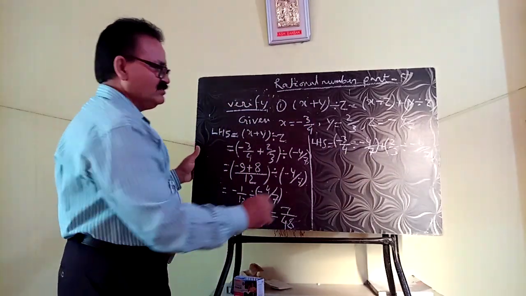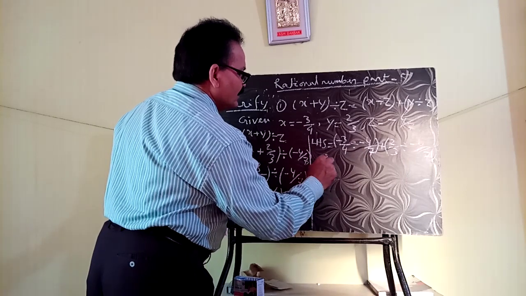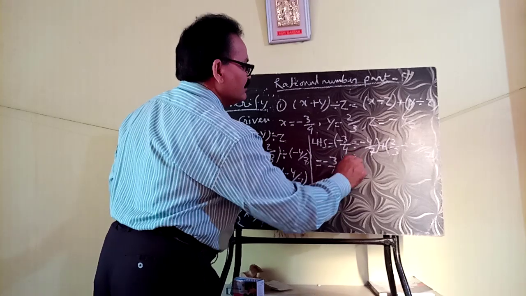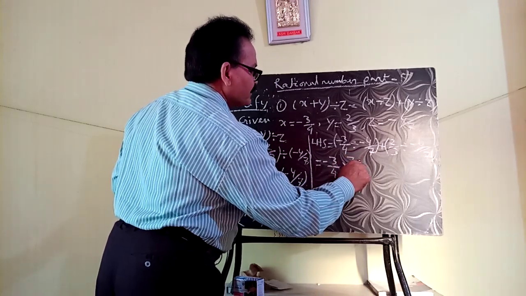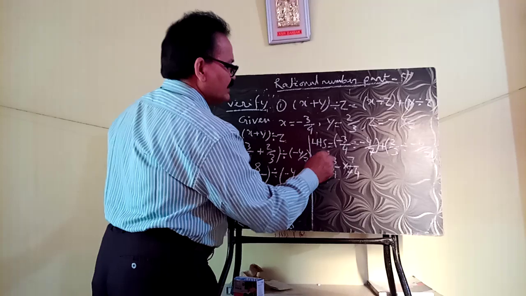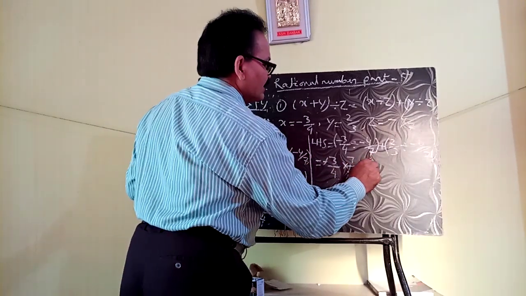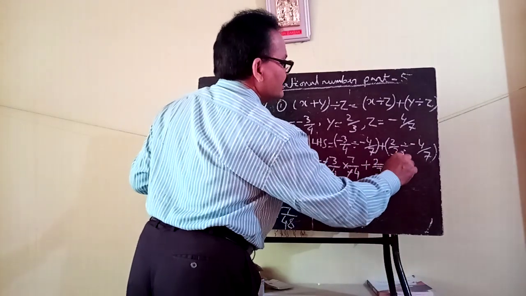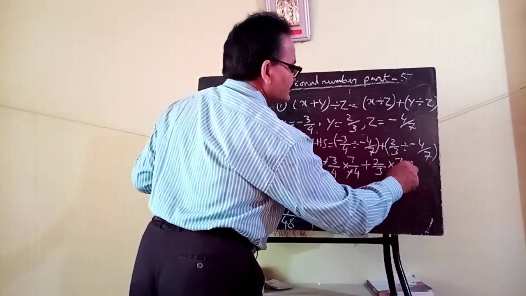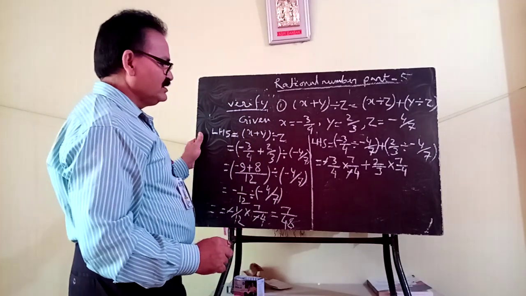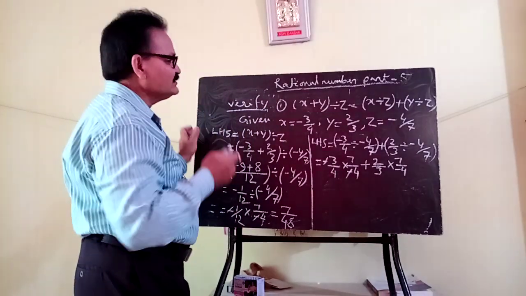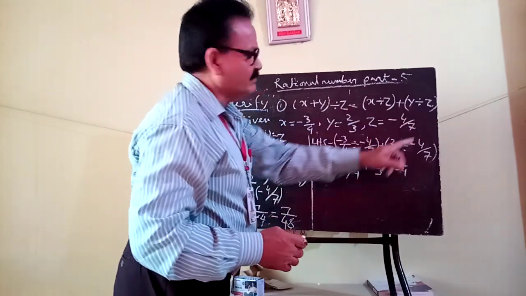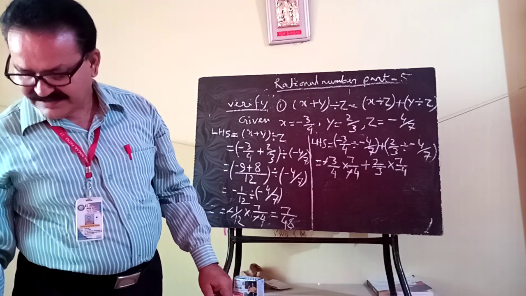Now you do your mathematical operation as per the rule. 3 by 4 into 7 by minus 4. So here minus minus cancel, then put a plus sign. This is 2 by 3 into 7 by minus 4. Here x divided by z and plus y divided by z. That we have to verify.